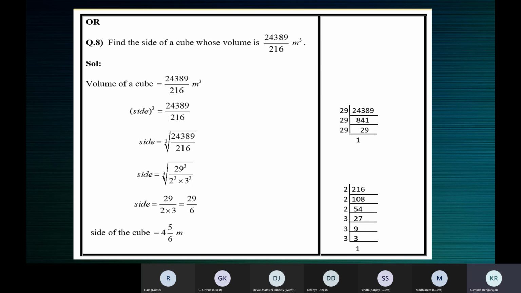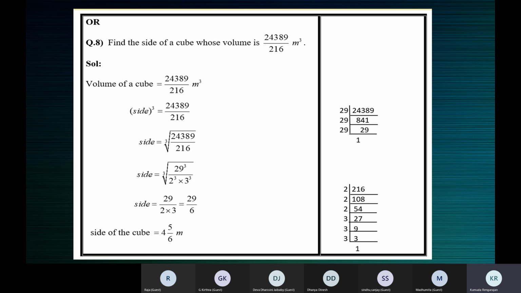Now supposing you think it's 13. 13 into 13 into 13. 13 ends with the digit 3. So 3 3s are 9, 9 3s are 27. When you find 13 into 13 into 13, you'll get some product, but it'll end with 7. But this number ends with 9. So it cannot be 13.